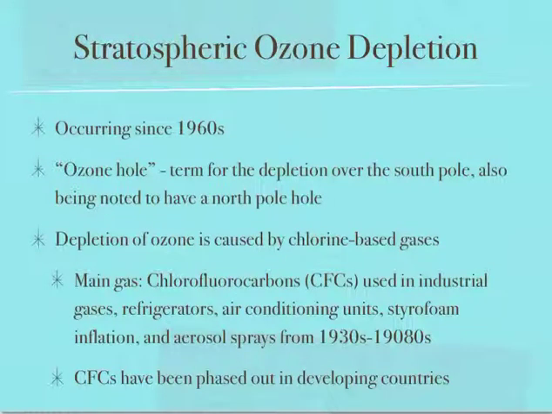Stratospheric ozone depletion. This was first noted in the 1960s and then became a real concern around 1985 when a scientist decided that this was a problem, creating an ozone hole. An ozone hole is the term for the depletion over the South Pole, but it's now being noted that we also have an ozone depletion over the North Pole as well.